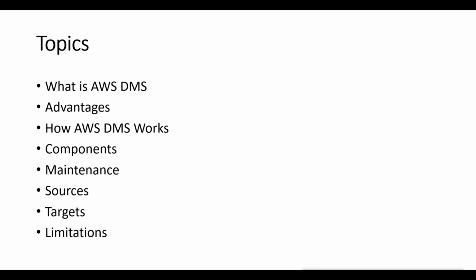So what all things we will be covering in here is, as you can see: what is AWS DMS, the advantages of it, how AWS DMS works, the components of AWS DMS, what all things you need to take care of during the maintenance window, the source and target endpoints, and the limitations of it.